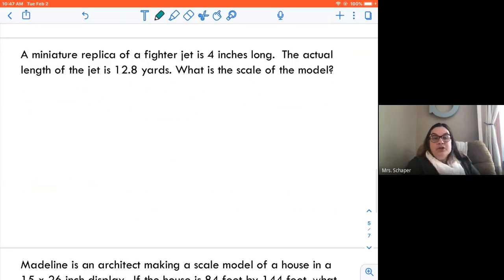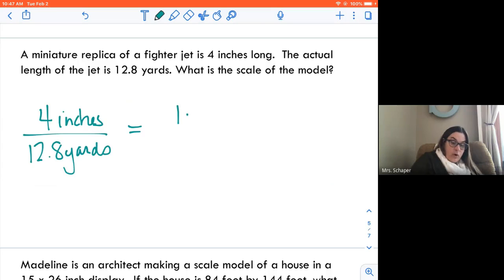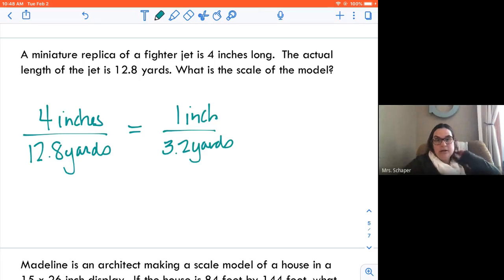Here we go. A miniature replica of a fighter jet is 4 inches long. The actual is 12.8 yards. So what's the scale of the model? We've got 4 inches to 12.8 yards. We can divide both by 4. So we get 1 inch to 3.2 yards. So 1 inch to 3.2 yards.